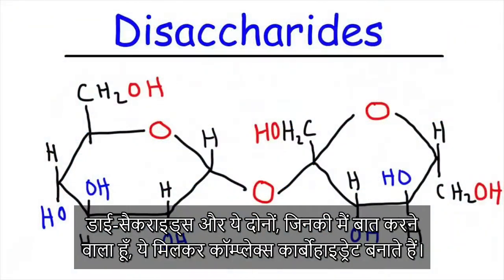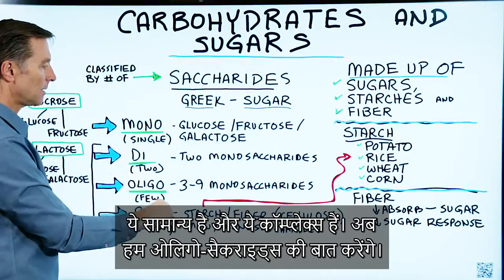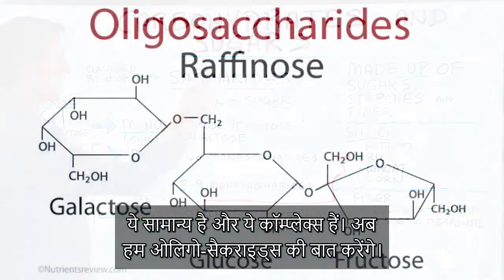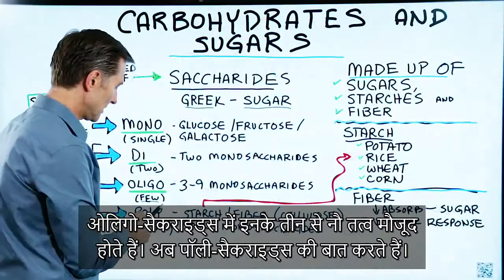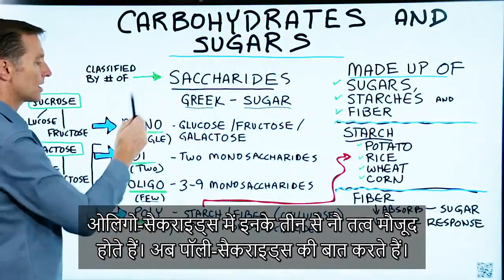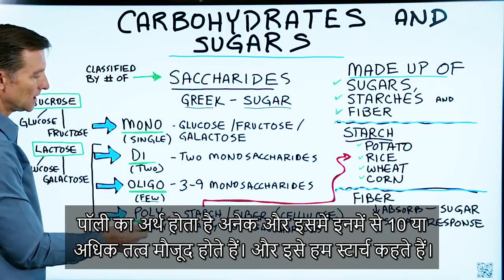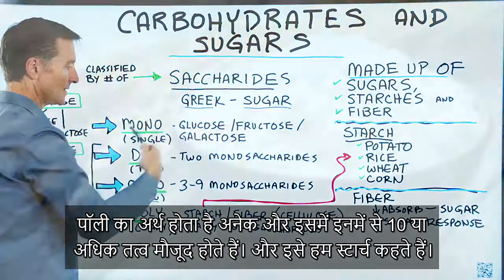Pretty simple. The disaccharide and these other 2 I'm going to talk about make up the complex carbohydrates, okay? So this is the simple, these are the complex. Now we're going to get to oligosaccharides. So oligosaccharides are 3 to 9 of these guys right here. All right, last one, polysaccharides. Poly means many, and this would be about 10 or more of these guys, okay?